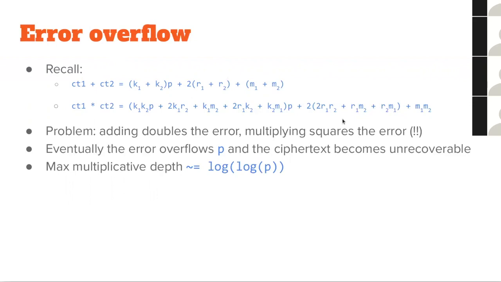And so once again, the maximum multiplicative depth is going to be the logarithm of the number of bits in P, or the log of P. So you can think of the maximum multiplicative depth as being really low. Think of it as being something like 10 or even 5. It's tiny.